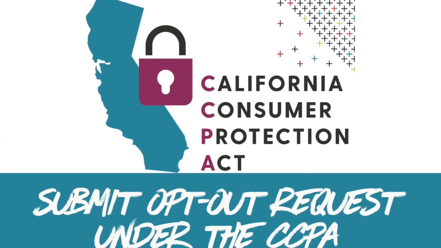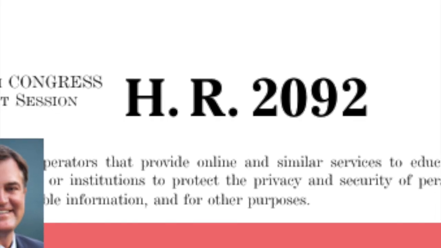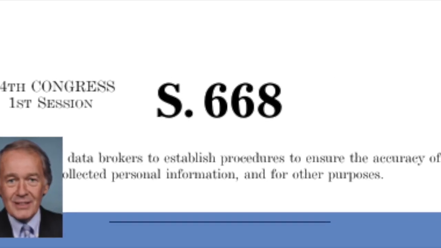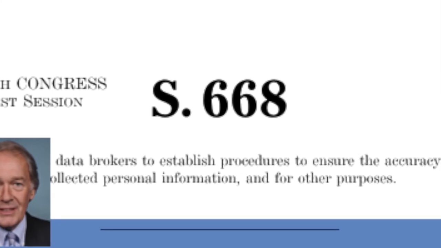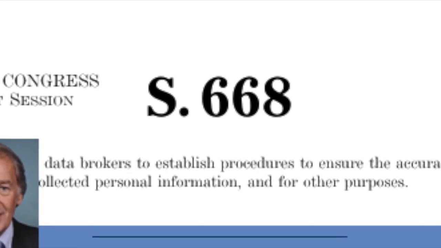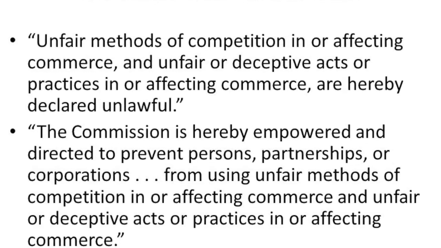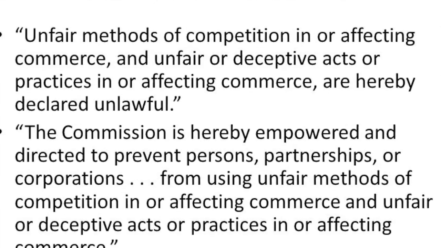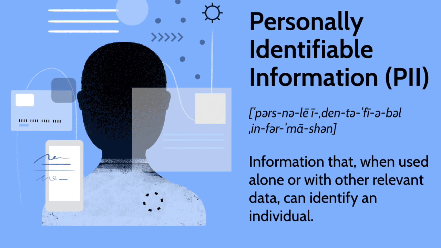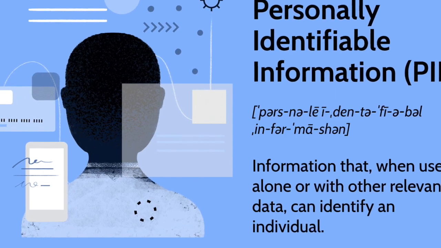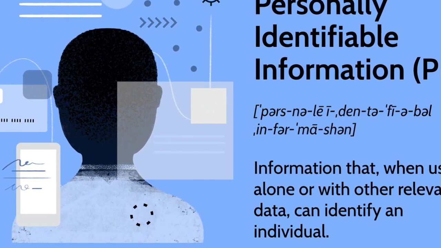Some include S. 1158, the Consumer Privacy Protection Act, H.R. 2092, the Student Digital Privacy and Parental Rights Act, and S. 668, Data Broker and Accountability and Transparency Act. Furthermore, Section 5 of the FTC broadly prohibits unfair or deceptive acts or practices in or affecting commerce. Generally, the laws apply to all processing of personally identifiable information, or PIIs.